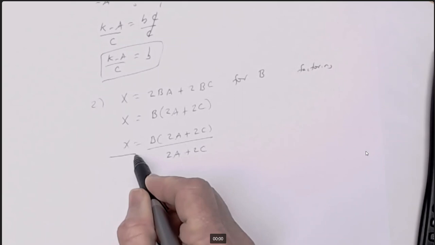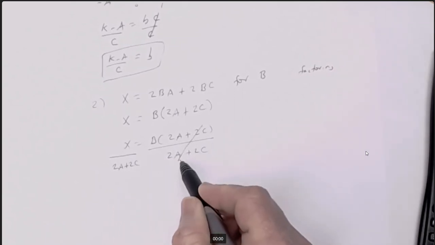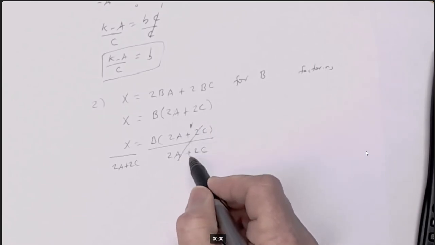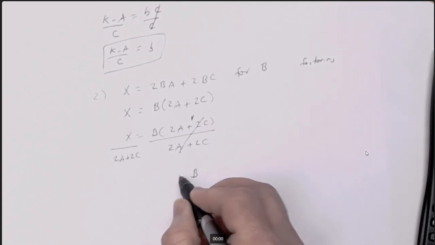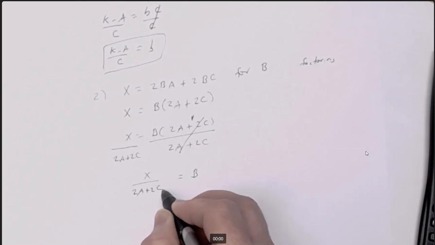And now these divide out. So you're left, when it divides out, you really are left with a 1 here. Anything divided by itself is 1. b times 1 is b. And you get x divided by 2a plus 2c. And that's how you do that one.